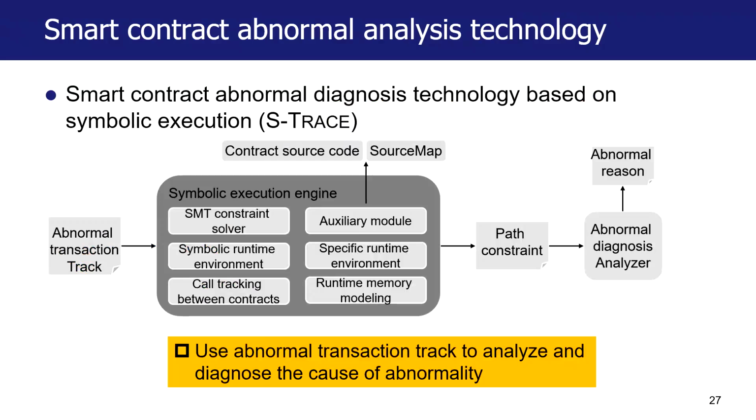Well, for the smart contract abnormal diagnosis technology based on symbolic execution, the tool is called S-trace. It can use an abnormal transaction track to analyze, diagnose, and find the cause of abnormality. Here shows the process going through.